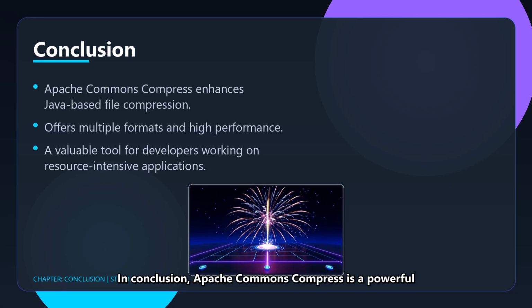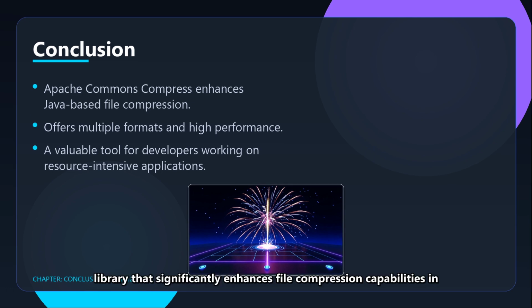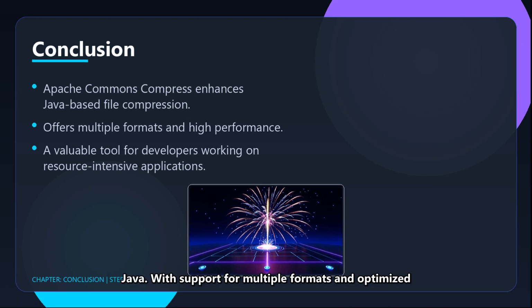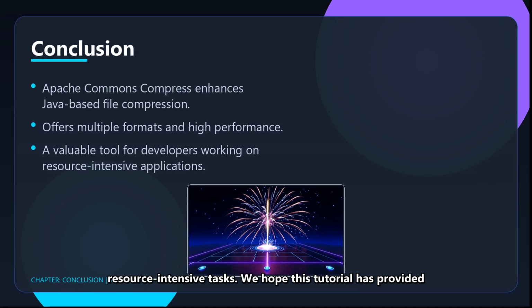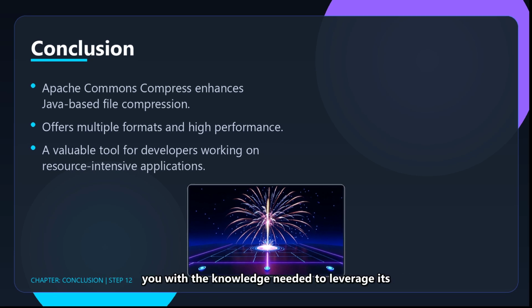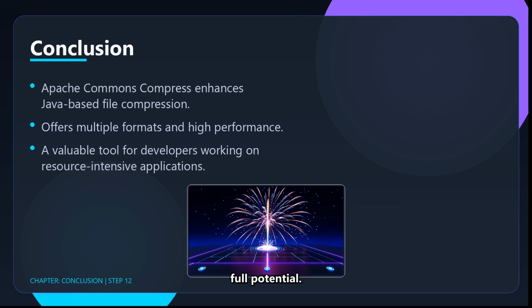In conclusion, Apache Commons Compress is a powerful library that significantly enhances file compression capabilities in Java. With support for multiple formats and optimized performance, it's an invaluable tool for developers handling resource-intensive tasks. We hope this tutorial has provided you with the knowledge needed to leverage its full potential.